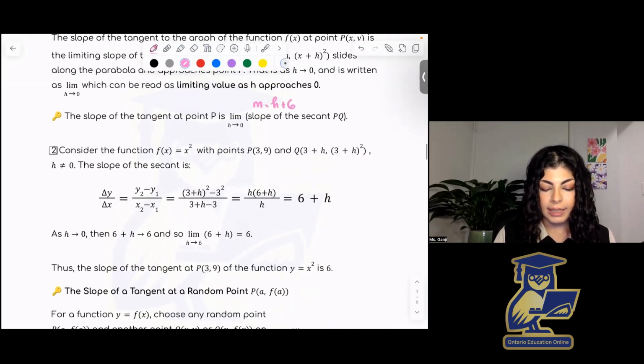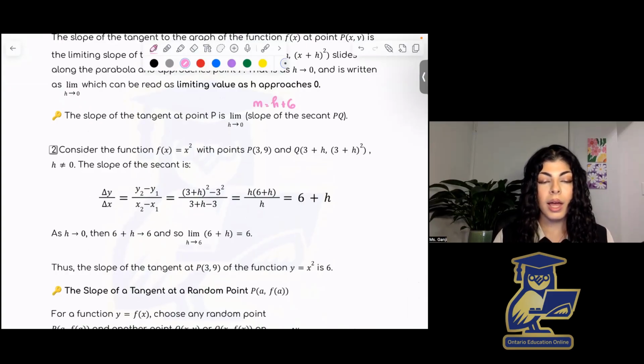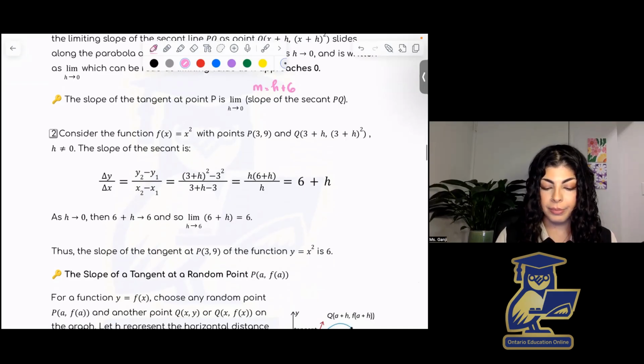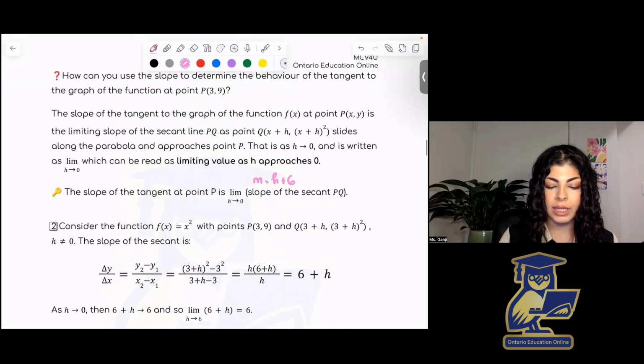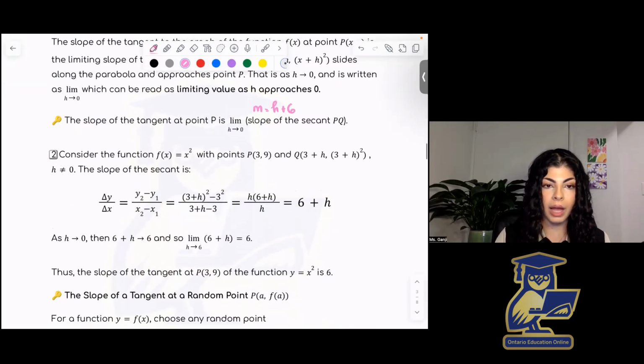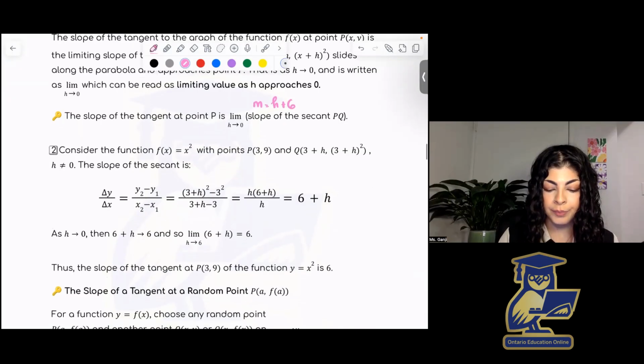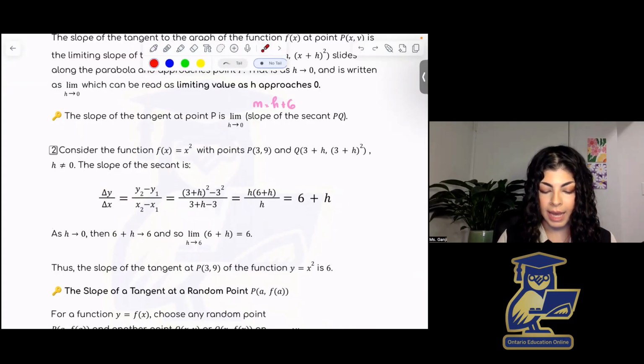Now let's look at a next example where the function f of x is equal to x squared, so the same parent function of the quadratic is given to us. And now we're just filling back what we just did up there with our limit using mathematical notation. So this is the same part we just found up there, the change of y over change of x, which we found is 6 plus h.